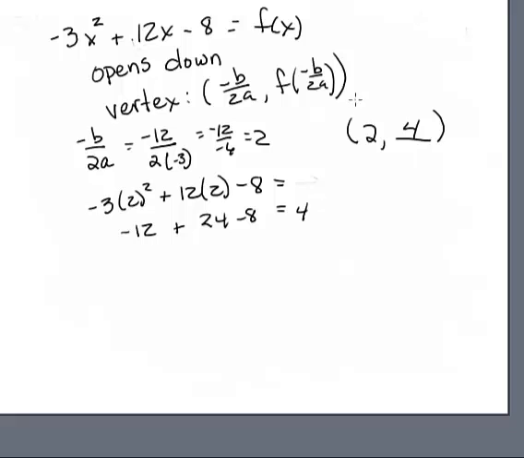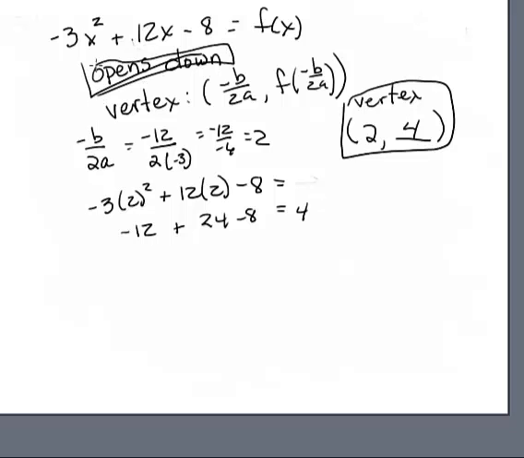So this is my vertex. Here I know it opens down. All right, so let's draw it here. 2, 4 is about right here, and I know it's going down. So it's going to cross the x-axis in two places.